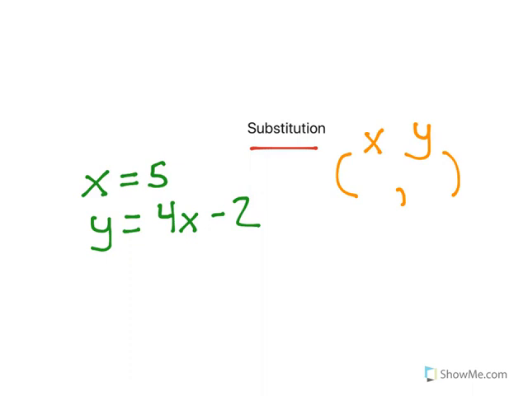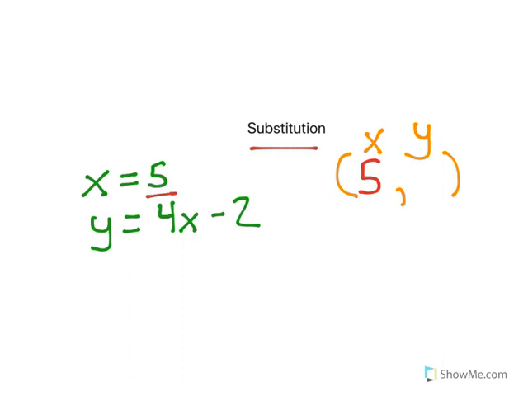Now if you look at these two equations that we have over here, x equals 5 and y equals 4x minus 2, they actually tell us one of our variables right away. They tell us that x is equal to 5. So I can fill in this right here. This is 5. So now I know half of my answer already. Now I just have to figure out what y is.